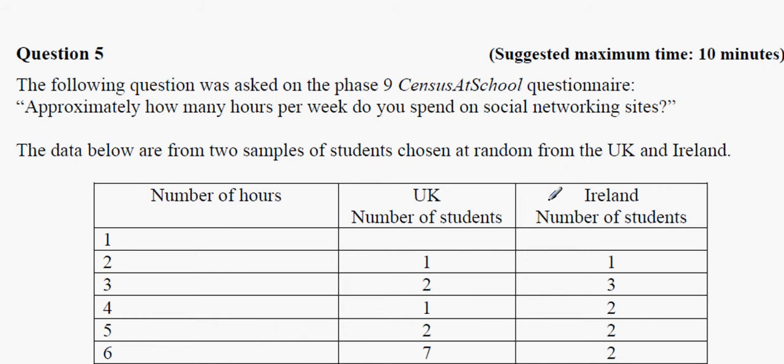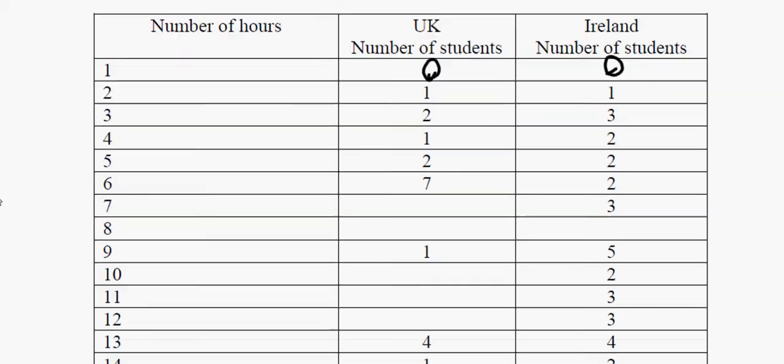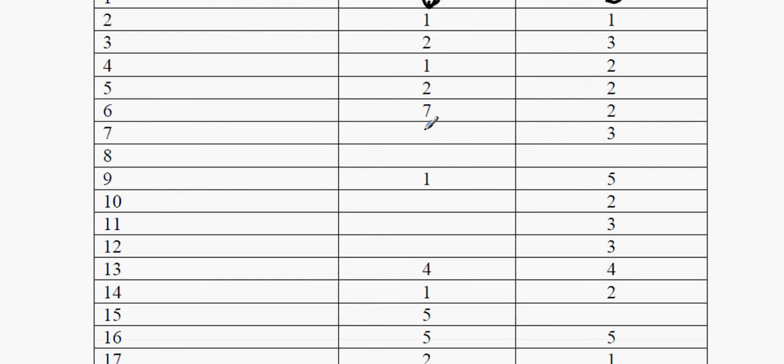Okay, number of hours. 0 people spend only 1 hour. Okay? 1 person from the UK spends 2 hours, 1 person from Ireland spends 2 hours. 2 people spend 3 hours, and 2 people from the UK spend 3 hours. 3 people from Ireland spend 3 hours. Okay, and this is the way the table works. You can see that nobody from the UK spends 7, 8, 10, 11, 12, 0, 0.